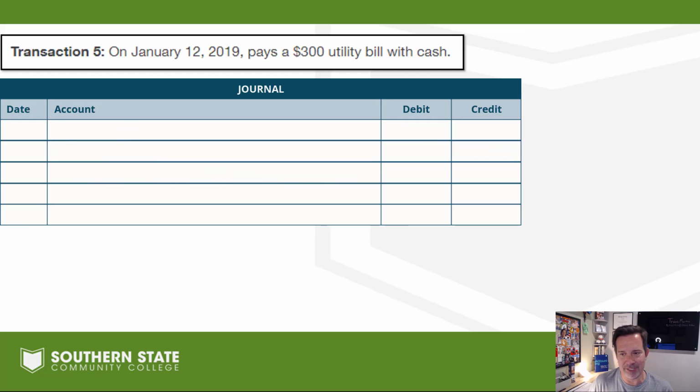Talk about timely. On January 12, we pay $300 for a utility bill. We pay in cash. The electric company does not like to take a hug or an IOU. You can't send them a fruit basket. We got to pay them in cash. All right, so we got the cash account in play here. And then we have a utility bill we're paying. So we have something called utilities expense.